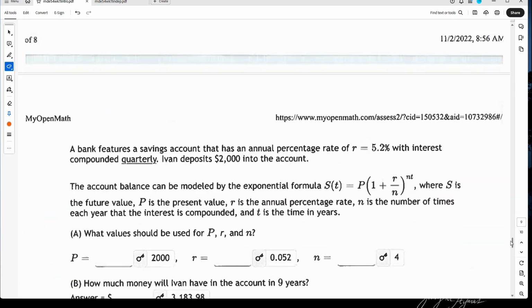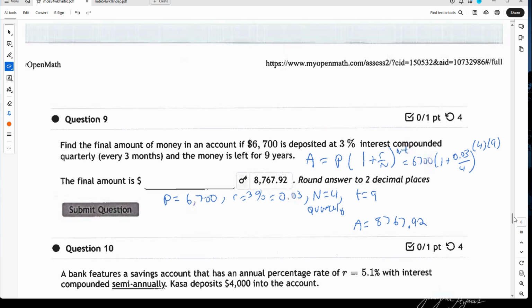Number 9. The final amount of money in the account. Find the final amount of the money in the account if $6,700 is deposited at 3% interest compounded quarterly, every 3 months, and the money is left for 9 years. So it's a compound interest formula here. There's my compound interest formula. I assign values to my variables and I plug in.